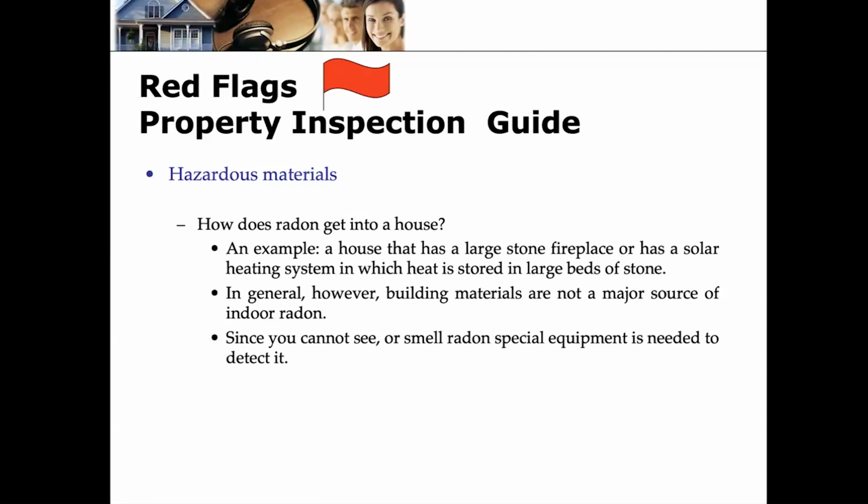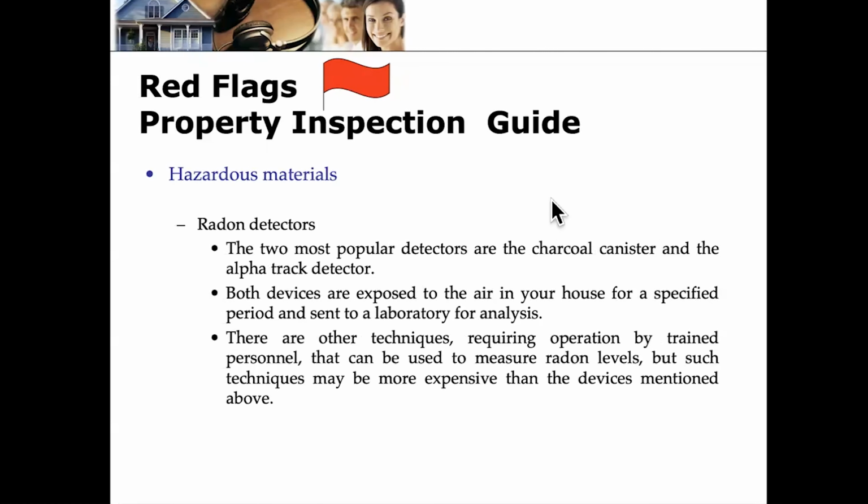But since you can't see or smell radon, special equipment has to be used in order to detect if there's radon present or not. They do have radon detectors. The two most popular detectors are the charcoal canister and the alpha track detector. Both devices are exposed to the air in your home for a specific period. Then they're sent to a lab for analysis.